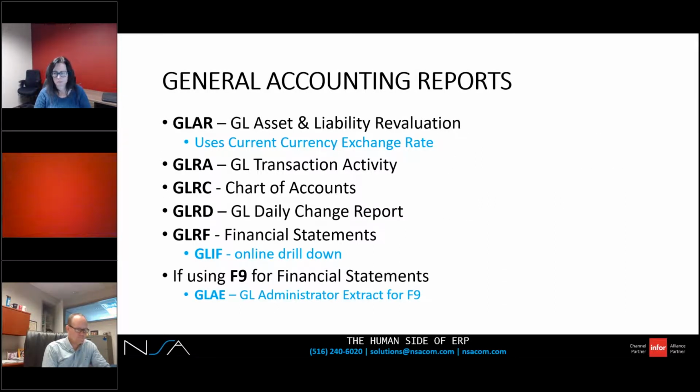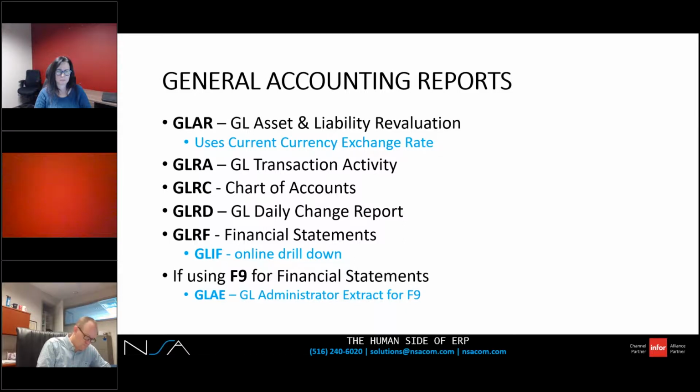Next is our general accounting reports. So if you use the functionality where you're doing currency revaluations on your assets and liabilities, then you would at least monthly want to run the GLAR to revalue your assets and liabilities based on the current currency exchange rate. The GLRA, many people are familiar with. That is what you call really your general ledger. That's the transaction activity for your general ledger. Followed by the chart of accounts.